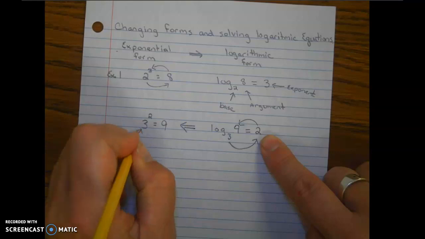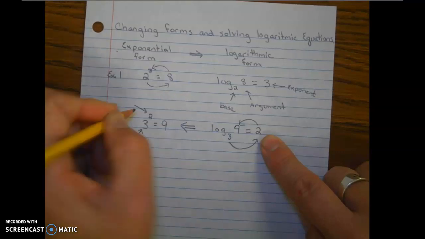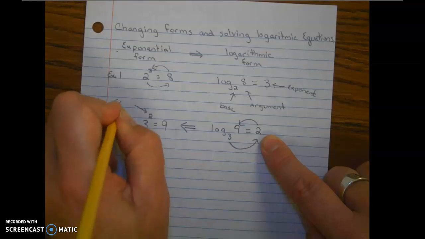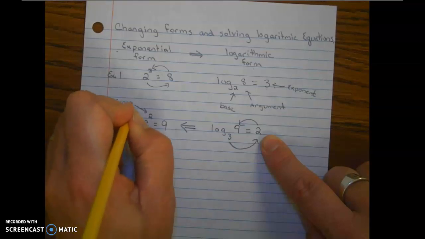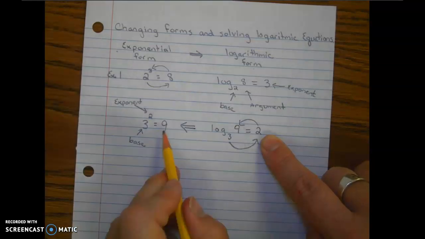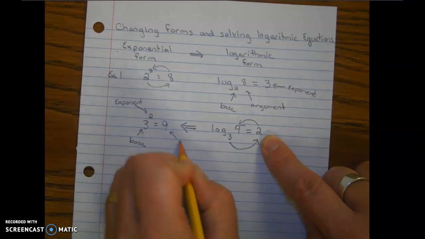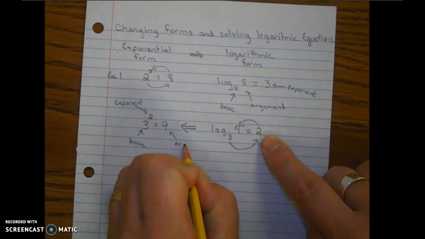This is the base. This is the exponent, also known as the power. And this number would be called the argument from a logarithmic problem.